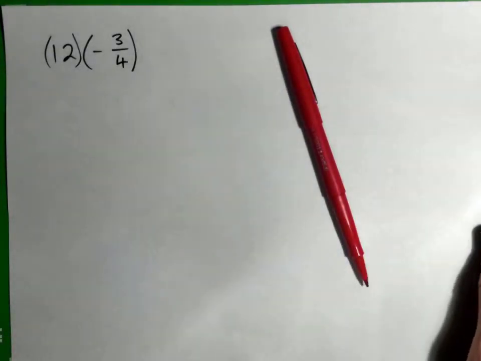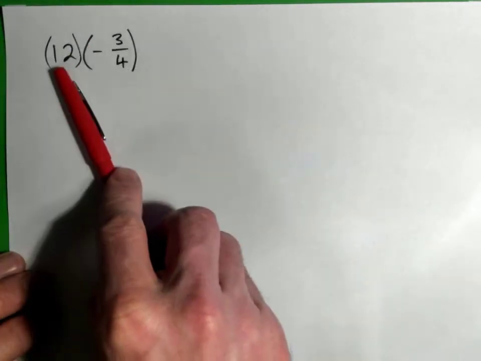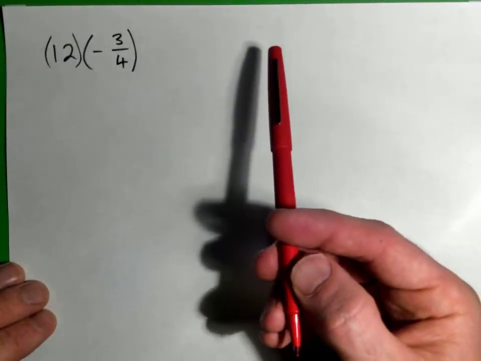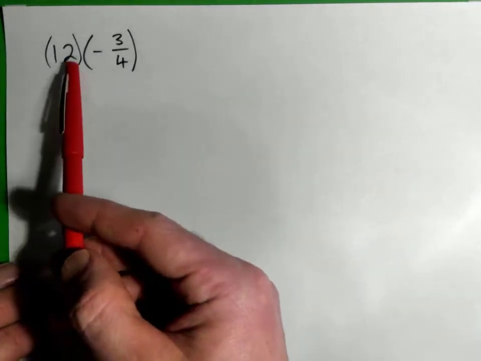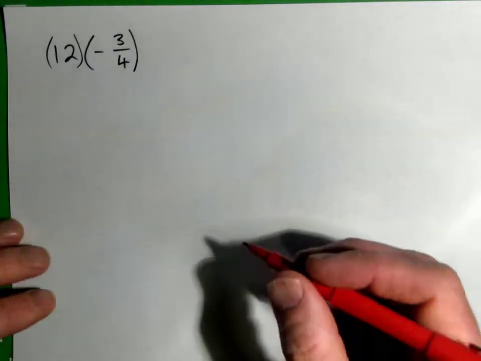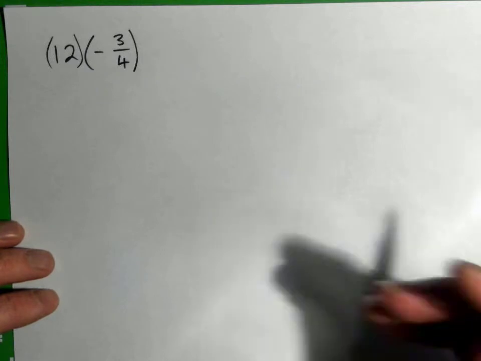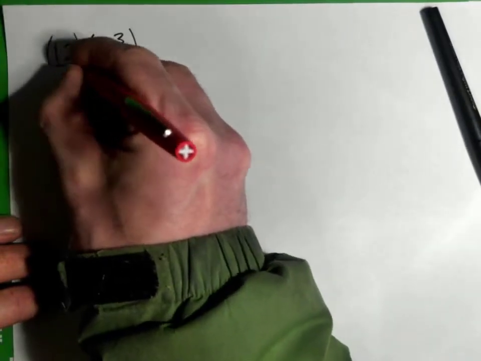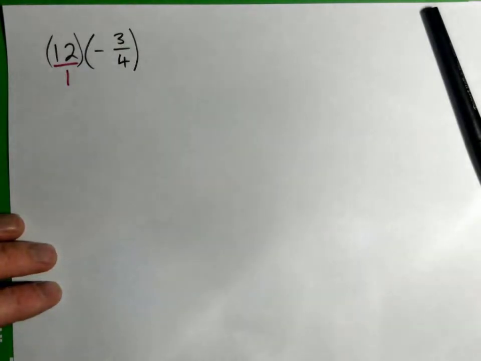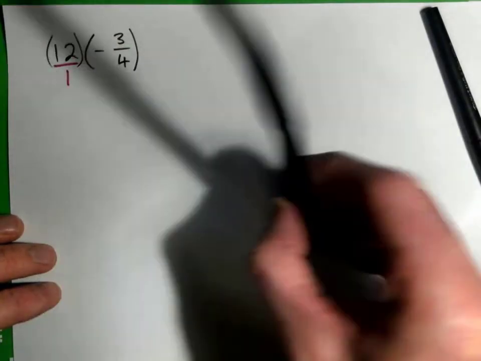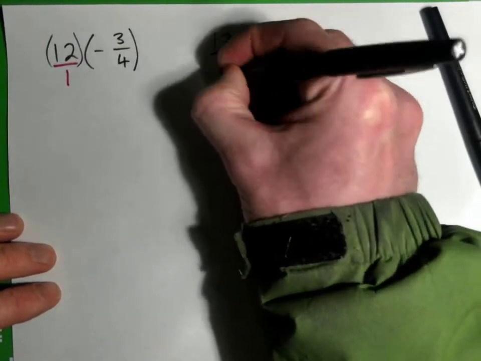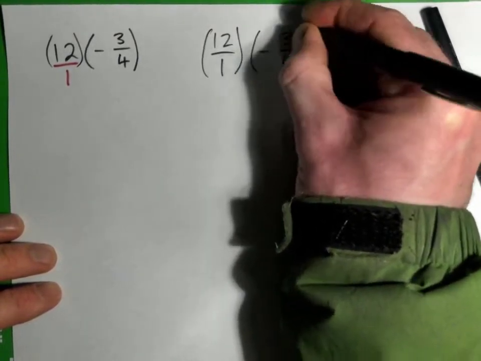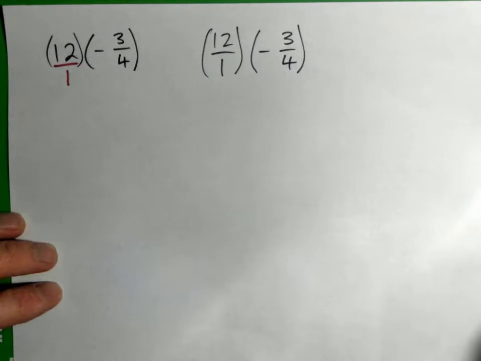So what we like to do is take the whole number, or the integer, and turn that into a fraction. If you were to turn 12 into a fraction, what would it look like? There you go. Perfect. 12 over 1, right? I could write it out neatly if I wanted to: 12 over 1 times negative 3 over 4. But I just like to go in with the red pen and just put over 1, right?